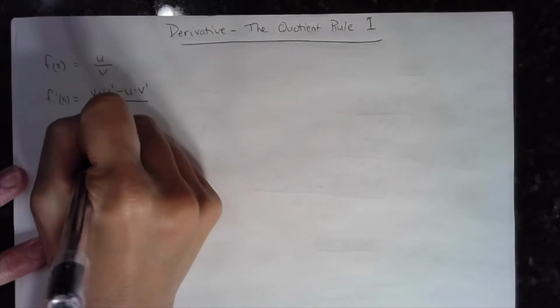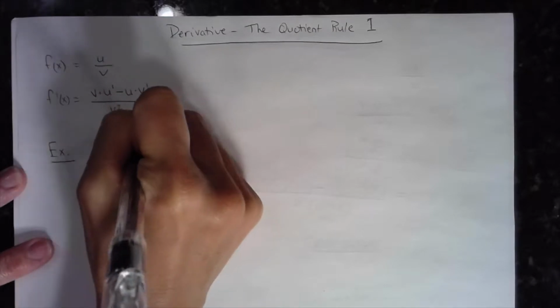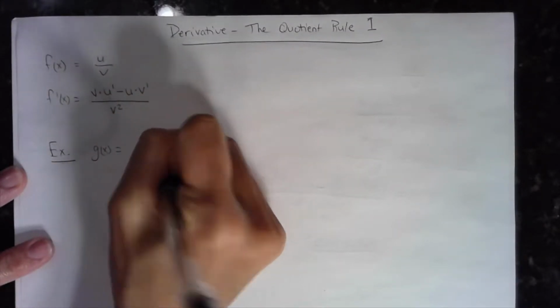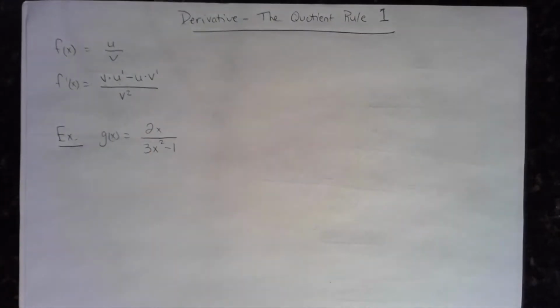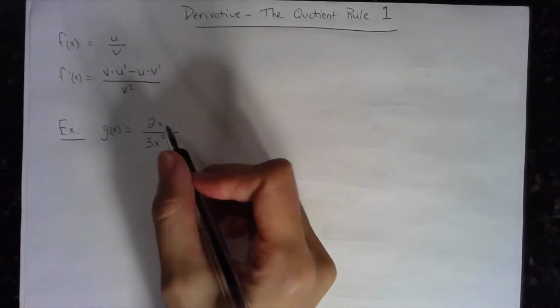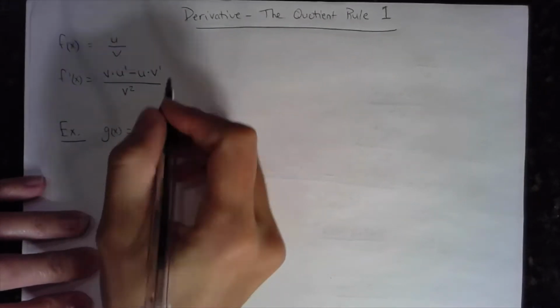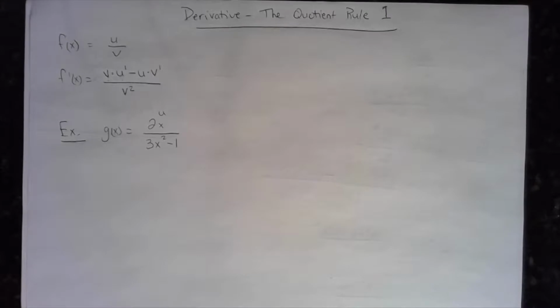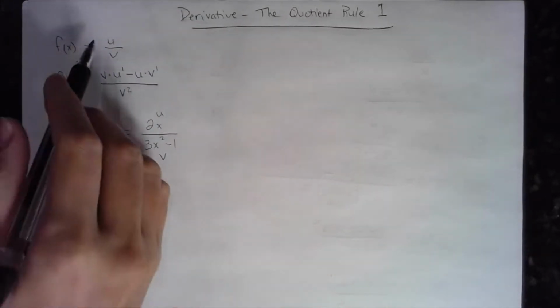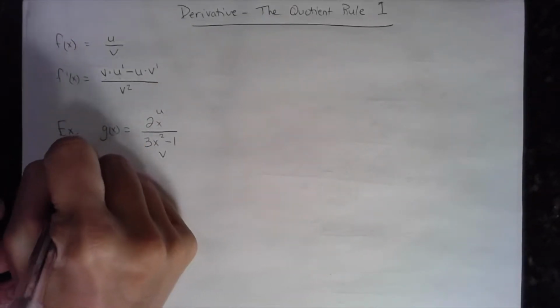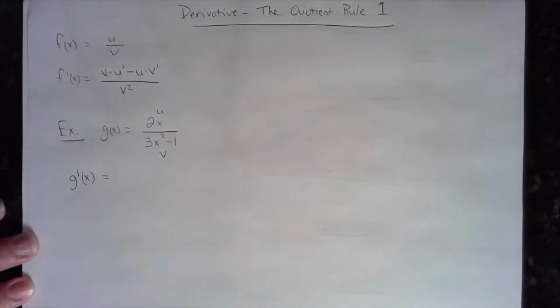This will be my first example, a nice little basic scenario. I have a quotient. g of x is a function equal to 2x over 3x squared minus 1. So in this case, my u, if I compare it to the formula, is 2x, and my v is that 3x squared minus 1. And I want to find the first derivative, g prime of x, of this quotient.